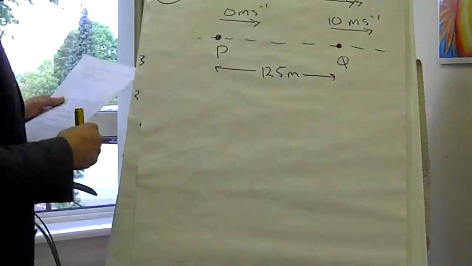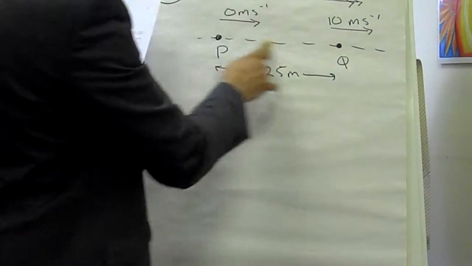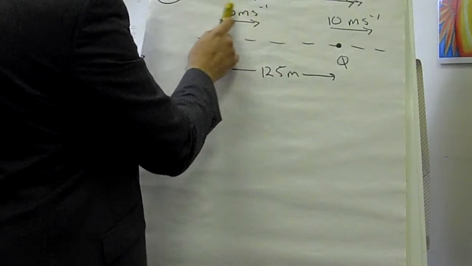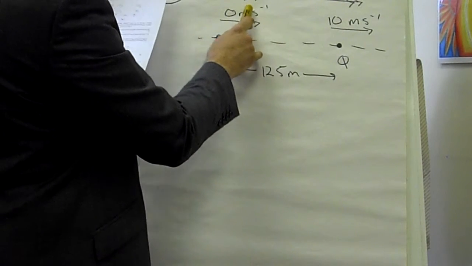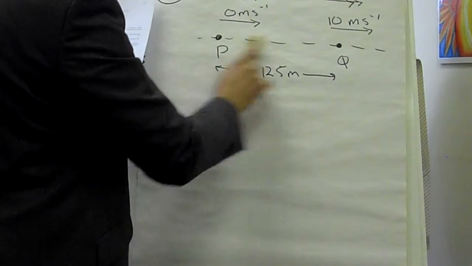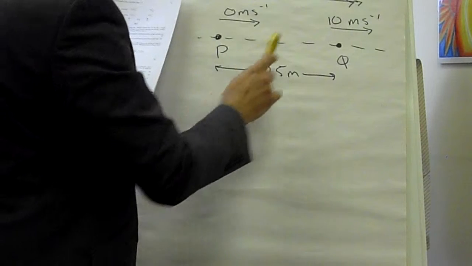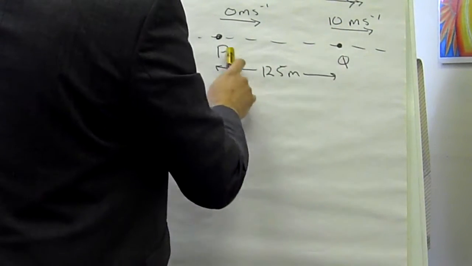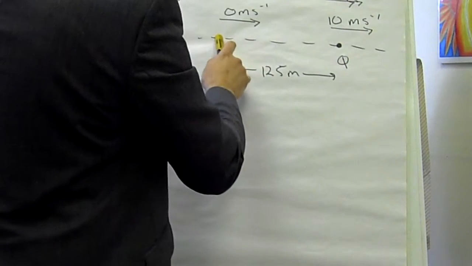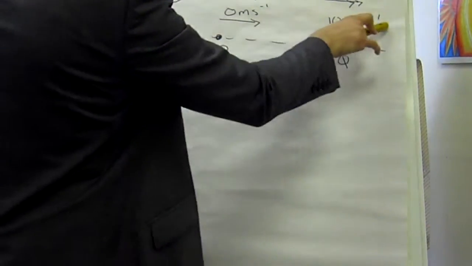Okay, so this is May 2008, question 4. Now we're given two particles, P and Q, which are moving along the same straight line. Particle P starts at rest with initial velocity 0 and has a constant acceleration of 0.5 towards Q. Particle Q starts with an initial velocity of 10 meters per second at a distance of 125 meters away from P, and it has a constant speed of 10 meters per second away from P.